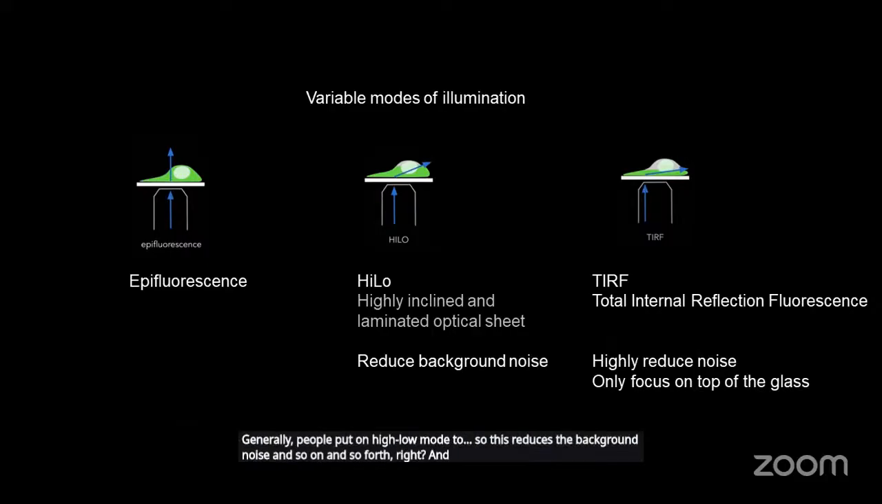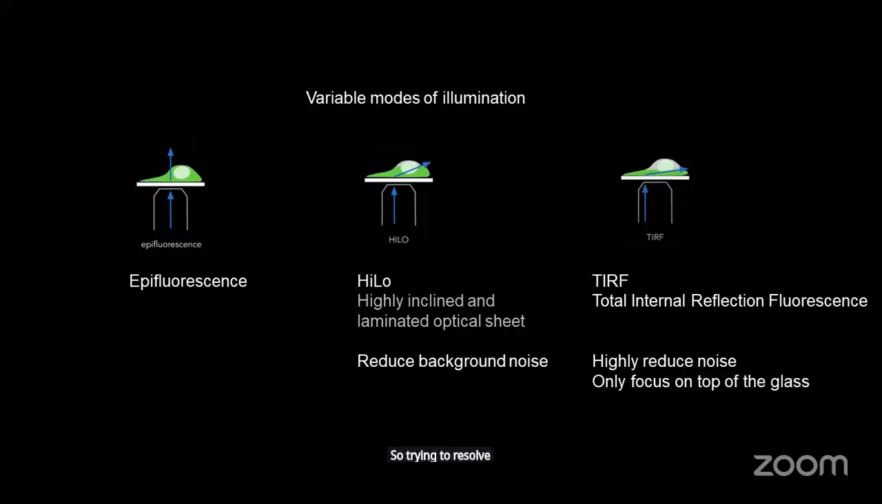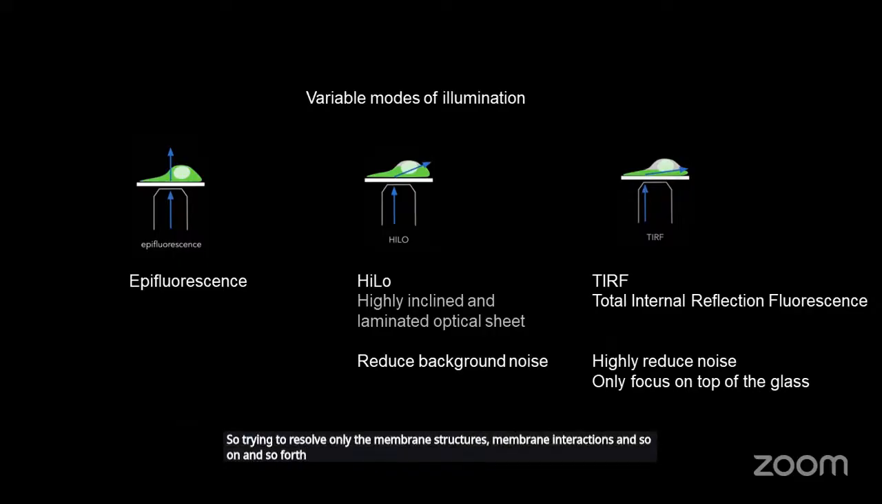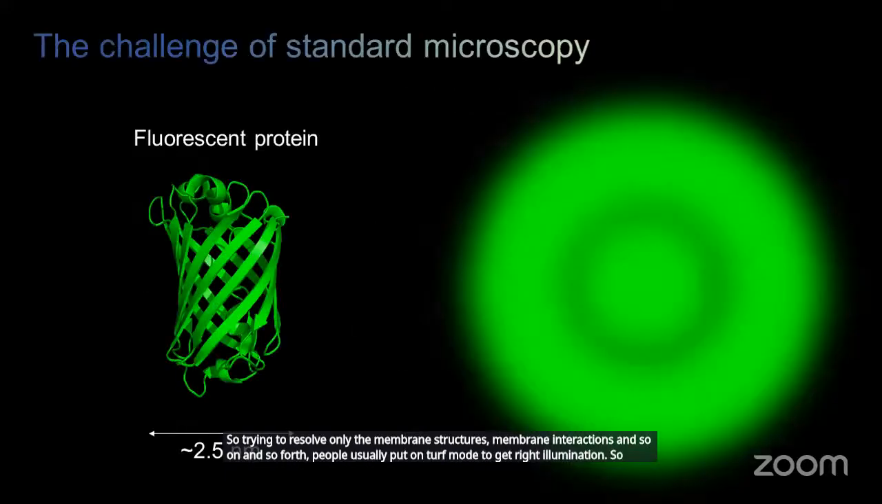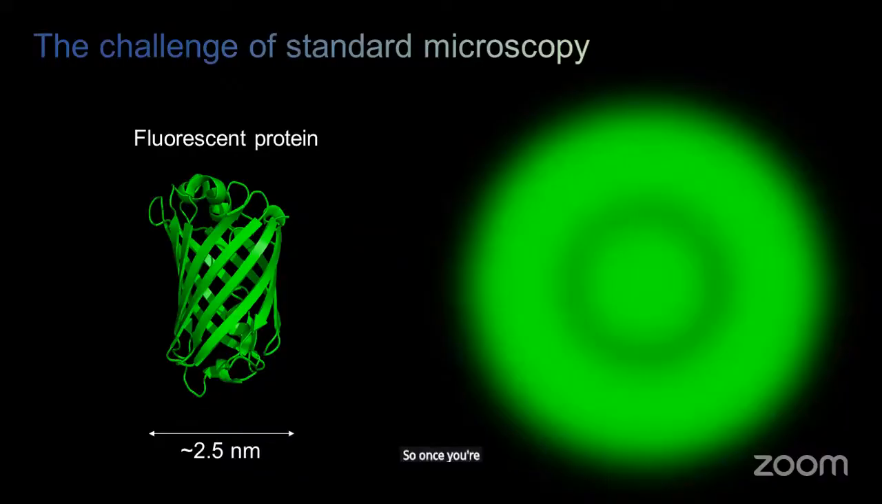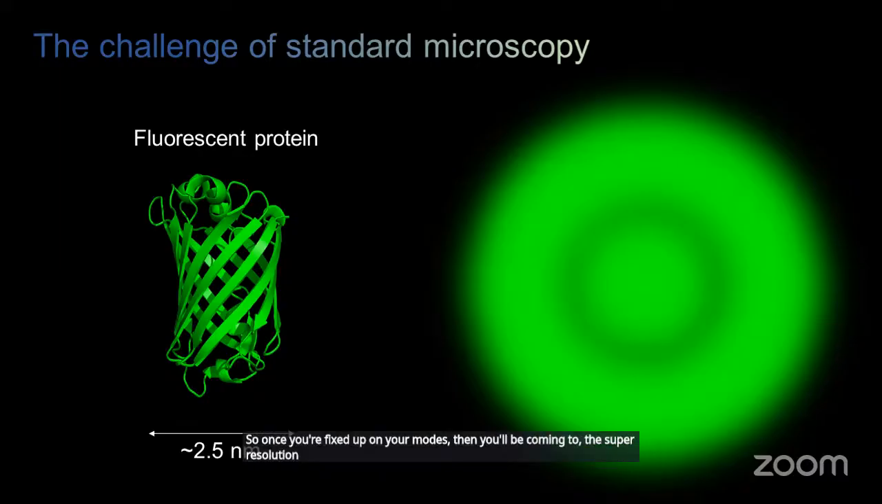There is one more mode called TIRF. It is total internal reflection, where the laser completely bounces back from the coverslip. People who want to study membrane receptors, trying to resolve only the membrane structures, membrane interactions, and so on, usually put on TIRF mode to get the right illumination. Once you're fixed on your modes, you then come to the super-resolution microscopy. As I said, there is dSTORM, PALM, and PAINT.